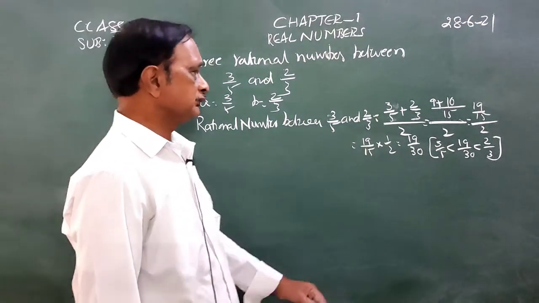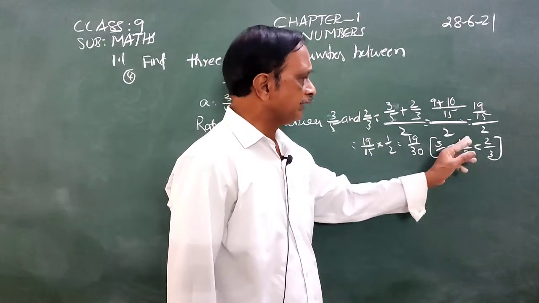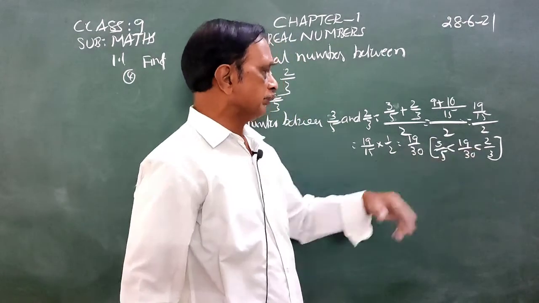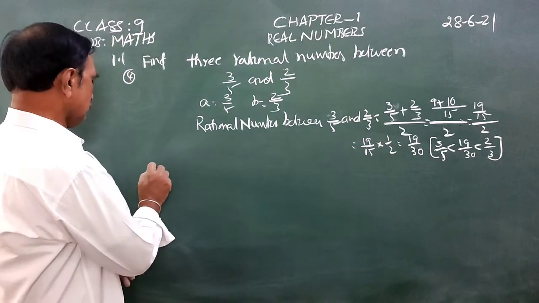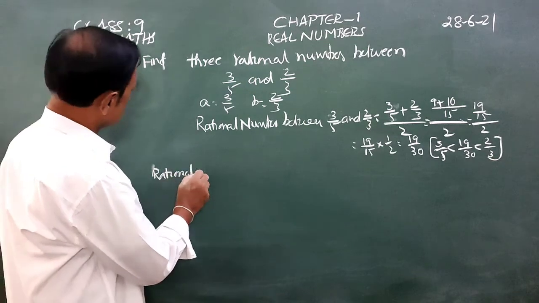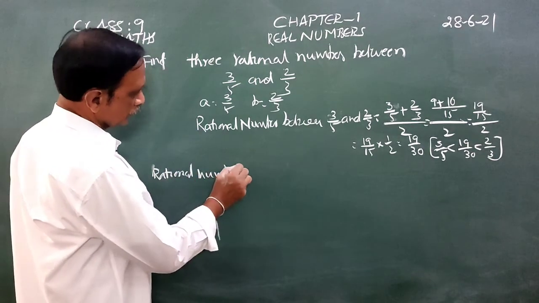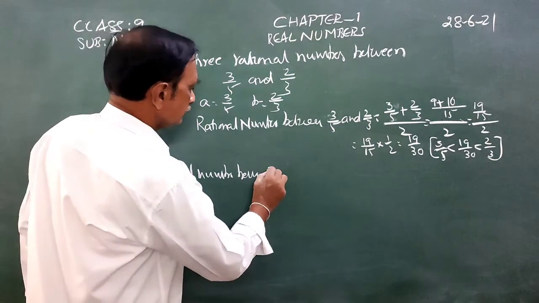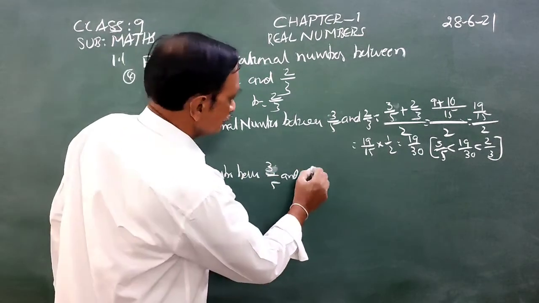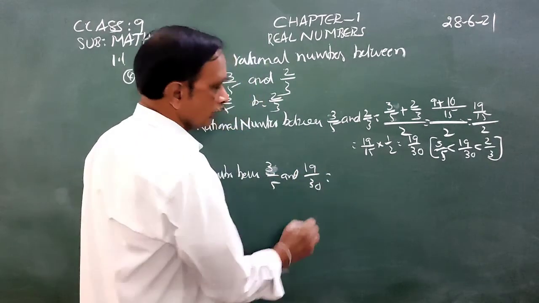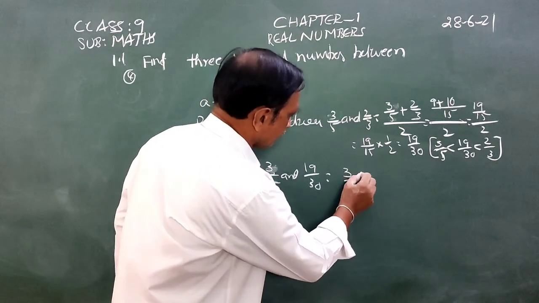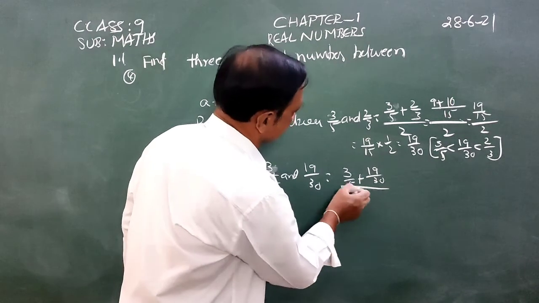Again we have to find a rational number between 3 by 5 and 19 by 30, or 19 by 30 and 2 by 3. Now I will find a rational number between 3 by 5 and 19 by 30. How do you get the rational number between 3 by 5 and 19 by 30? 3 by 5 plus 19 by 30 divided by 2.